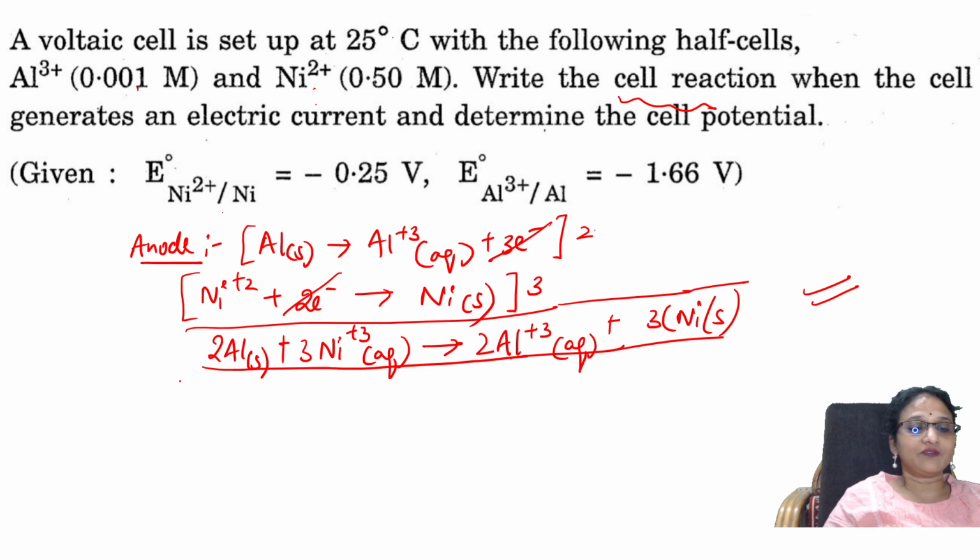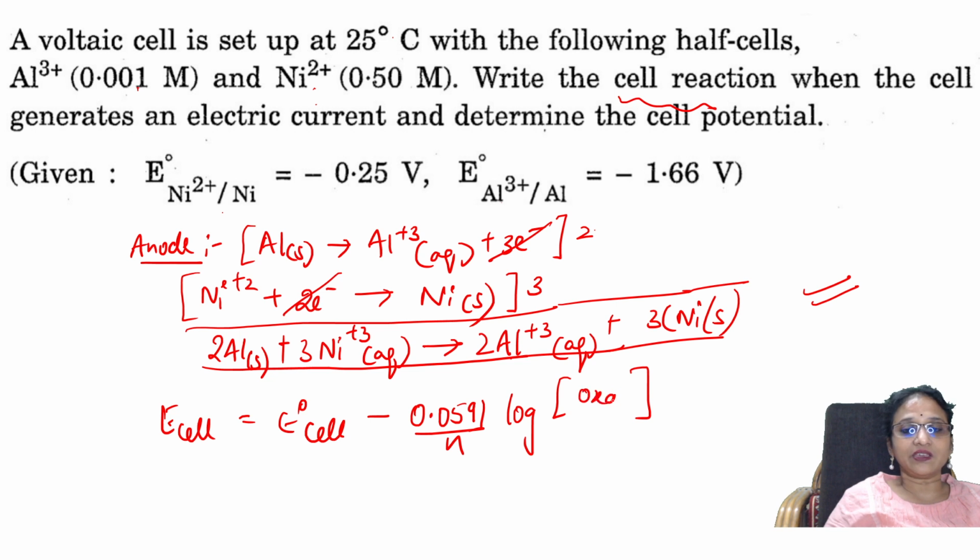So first of all, let us take the Nernst equation. According to the Nernst equation, E cell is equal to E naught cell minus 0.0591 by n log of the oxidized part by the reduced part. Correct, students?